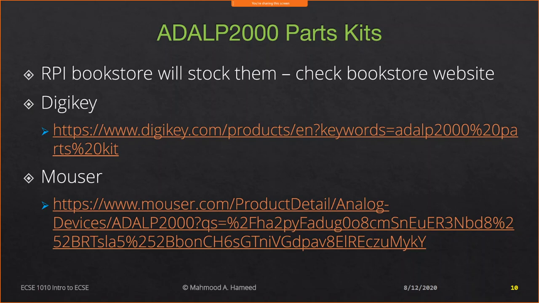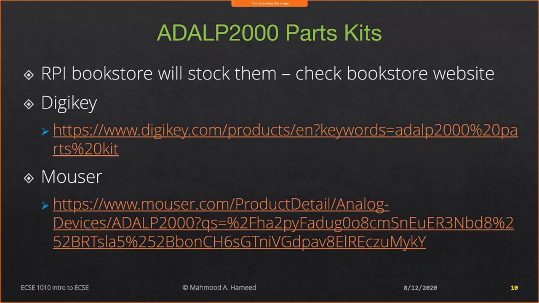And I got to know today that the shipment is en route and it's going to be here in a few days. As I showed you guys on the RPI bookstore, you have to search for the department ECSE, search for the course ECSE 1010, and place your order for the parts kit as soon as possible. When you get it, keep it safe, because you not only use this for this class, you use the same parts kit for other classes going forward.